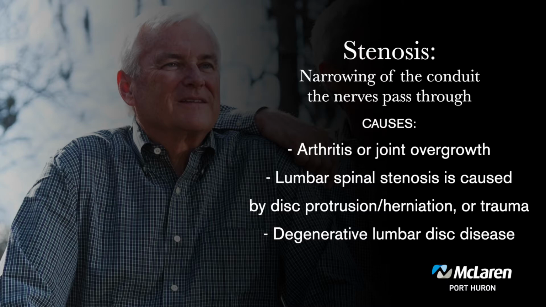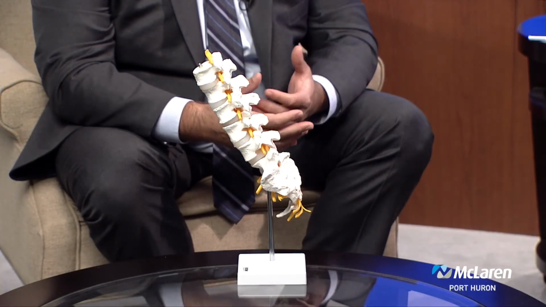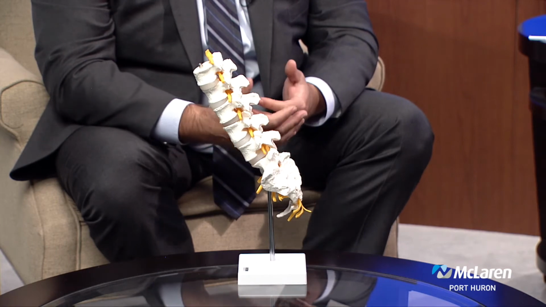The neural foramen, or the nerve canal, which is formed by the bones of the spine, can become narrowed over time. This again is multifactorial. There's several different reasons for this to happen. One of the reasons is a herniated disc.